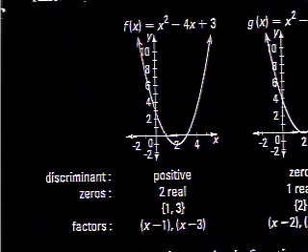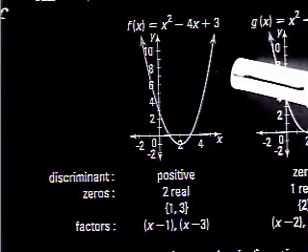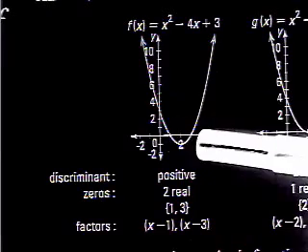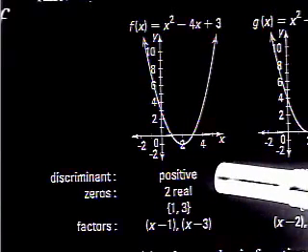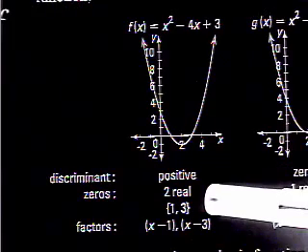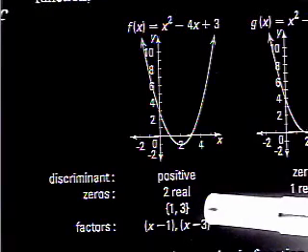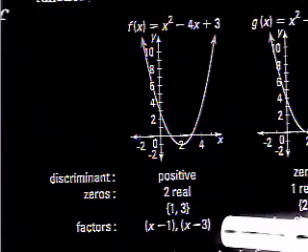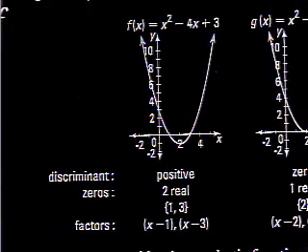On the first equation, you have f of x equals x squared minus 4x plus 3. You'll notice that it crosses the x-axis 2 times, once, twice. So its discriminant, if you found the b squared minus 4ac, would be a positive number. It has two real x-intercepts, two real zeros, at the numbers 1 and 3. So its factors would be x minus 1 and x minus 3.